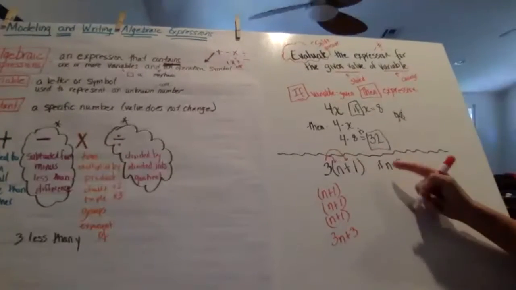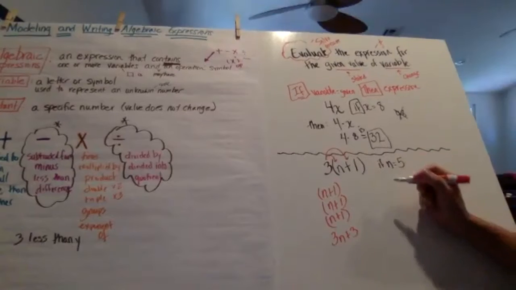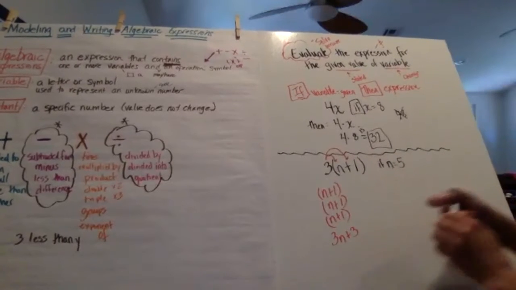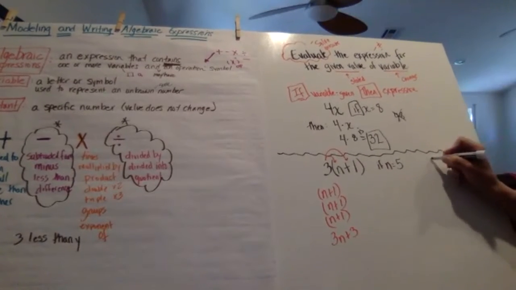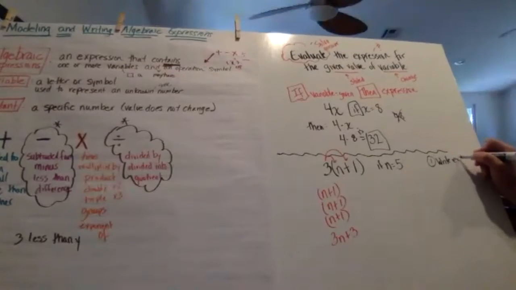So here we go. If n is 5, first thing I want to do then is to substitute. So I should start putting my steps in here. First thing is to write the expression. Oh yeah, good idea.